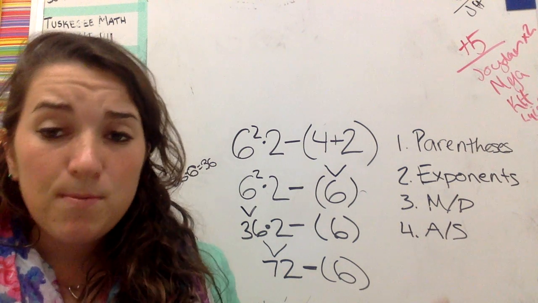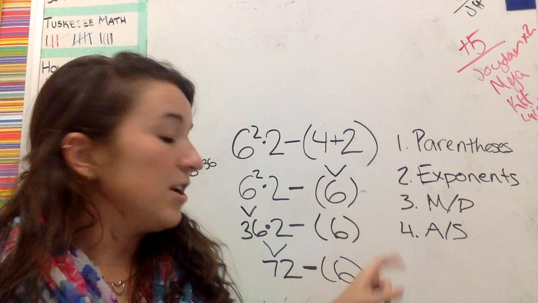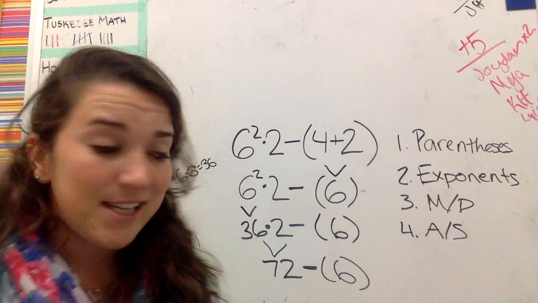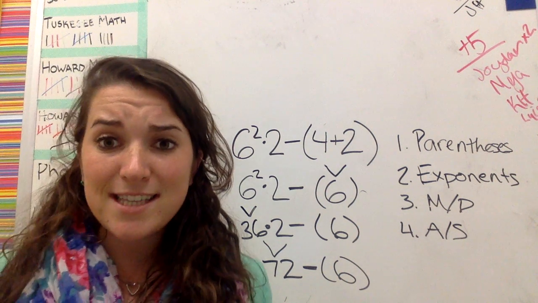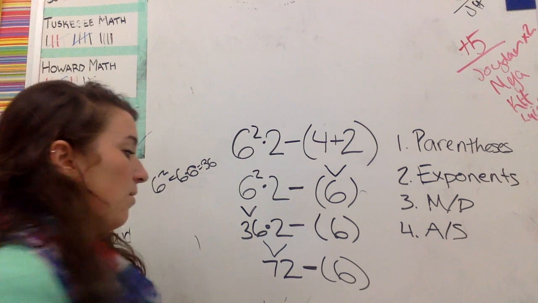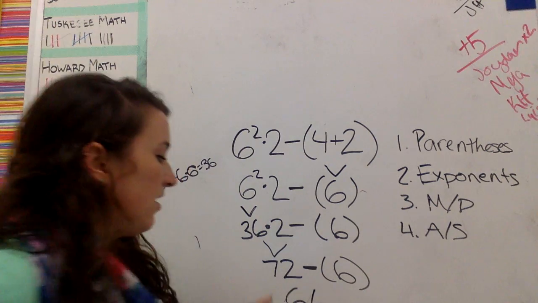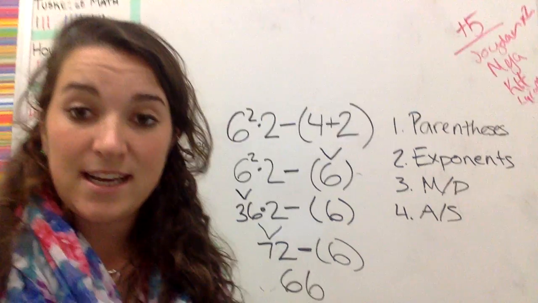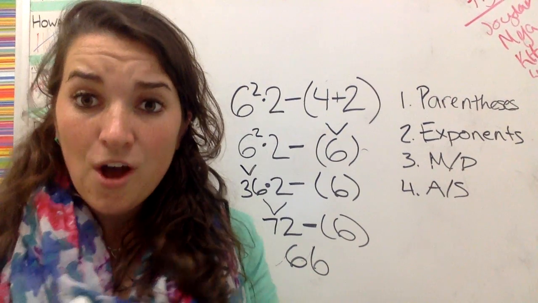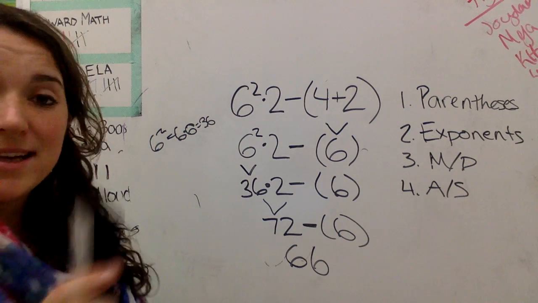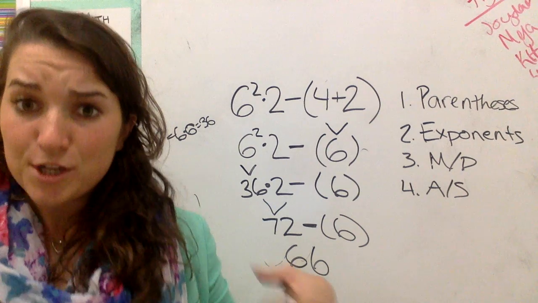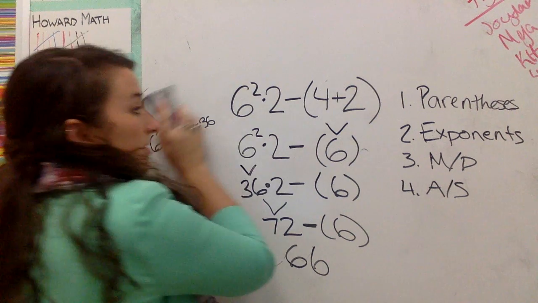Lastly, now that I'm done with multiplication and division, I'm going to do addition and subtraction. So I just have one example of subtraction, and that's 72 minus 6, which is 66. So the answer is 66. Okay, pause the video, copy this down. I want to move through this quickly so that I can get to 2 more.